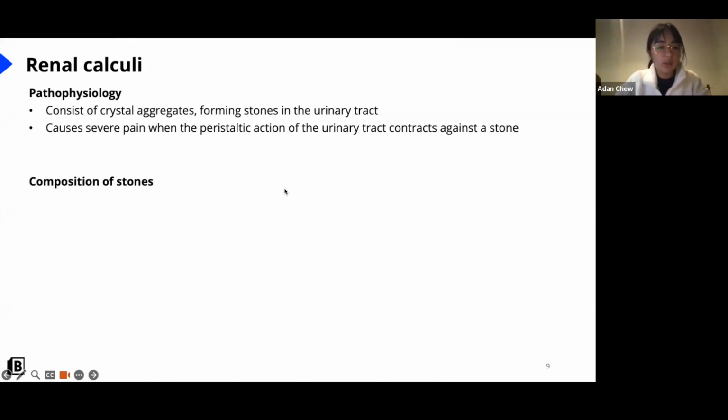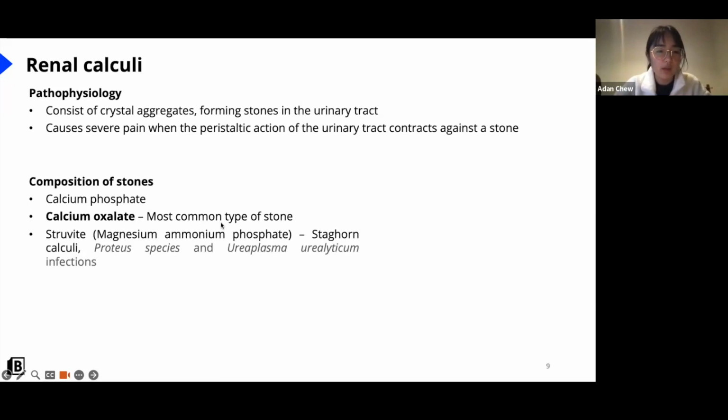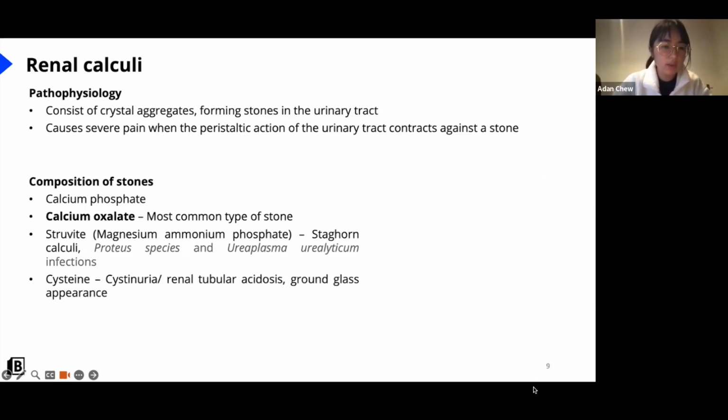So, different types of stones. We've got calcium phosphate, we've got calcium oxalate, which is the most common type and also the answer to our question. We've got struvite stones, which are mostly linked to Proteus and ureaplasma infections. That also classically causes staghorn calculi, which is very obvious because you can see the kidneys on the CT and a very bright staghorn-like stone that's stuck in the renal pelvis, and that's usually a struvite stone. You can also have cystine stones, which are linked to conditions such as cystinuria, which is a genetic condition, and renal tubular acidosis. It causes a ground glass appearance radiographically. And there are also urate stones, which are linked to hyperuricemia or gout.